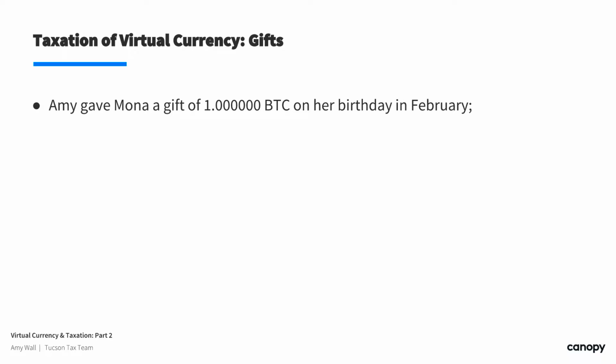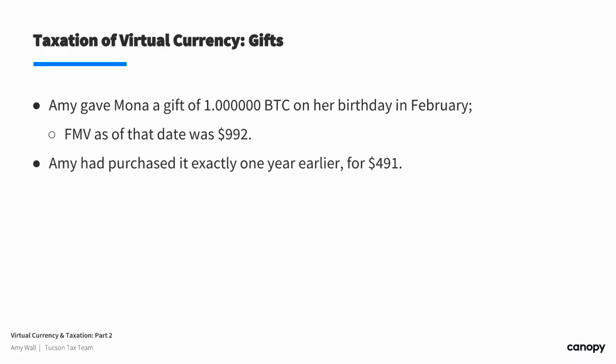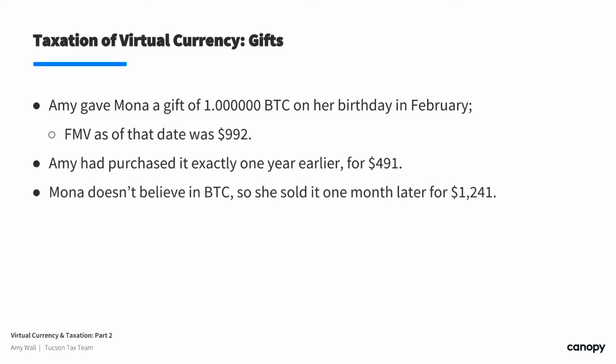So let's say I give her a gift of 1 Bitcoin on her birthday in February of last year. The fair market value was $992. My basis was $491. Mona sold it a month later for $1,241. Of course, since we're tax geeks, we wrote down the fair market value on the date I gave it to her. So the adjusted basis is less than the fair market value on the date of the gift. She steps into my shoes, right? And her gain is $750. And since the holding period was 1 year and 1 month, it's long-term gain.